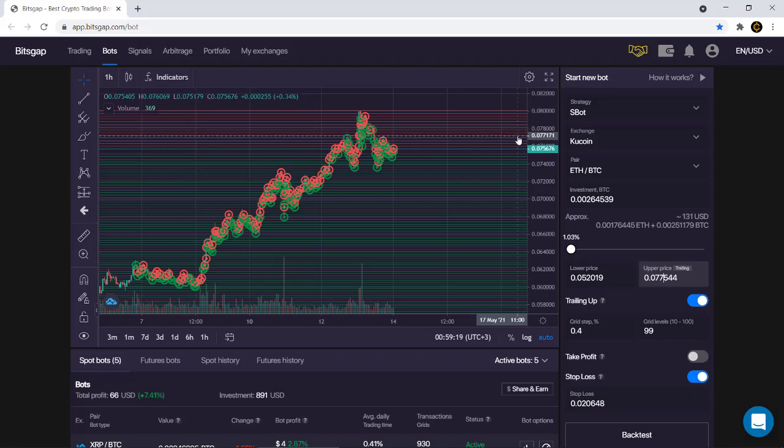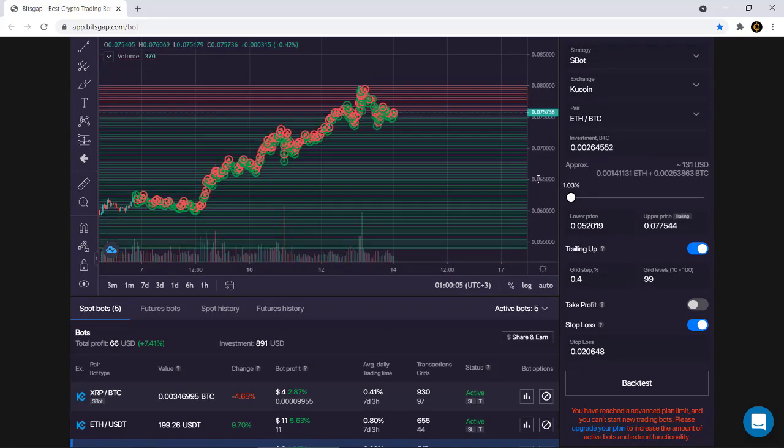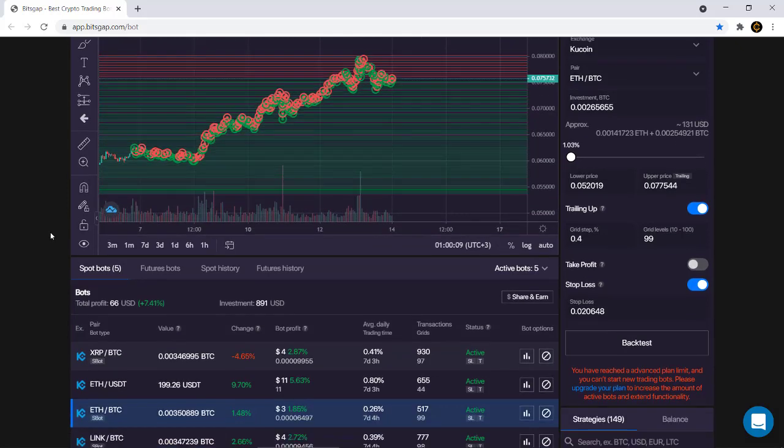This is where the top of the grids were. To begin with, it was red grids over here for sales, and what happened is that because we set trailing up to be on, as it's gone higher than our original range, more and more sell grid lines are being produced. That's the benefit of setting trailing up to be on. So that enables us to benefit from trading even when it goes higher than the range that we've set. This only applies when it goes up higher, but it doesn't apply if the value were to go too low.